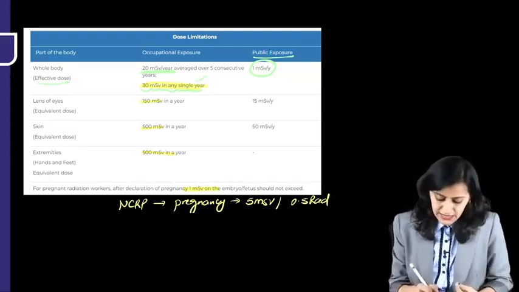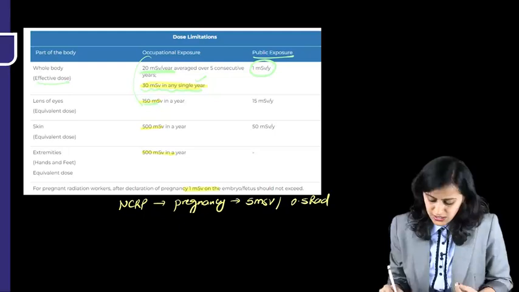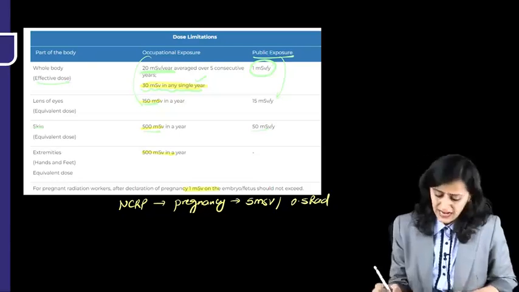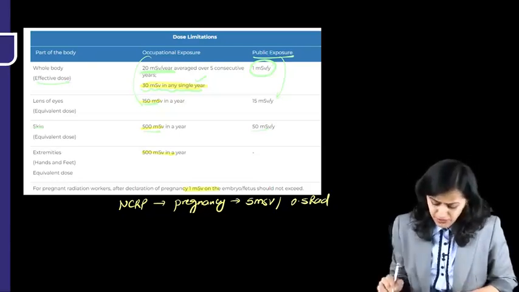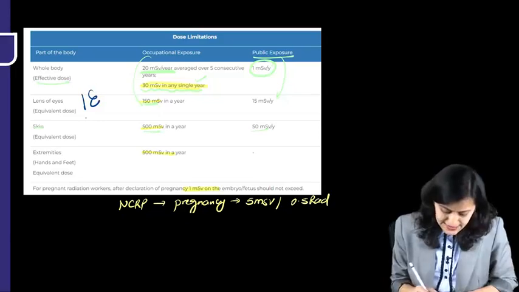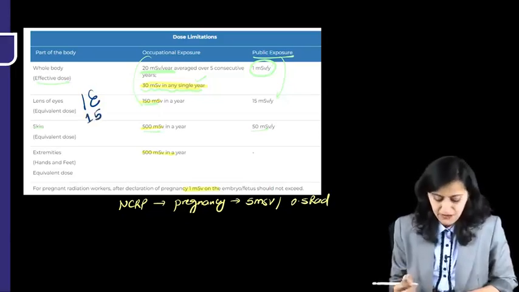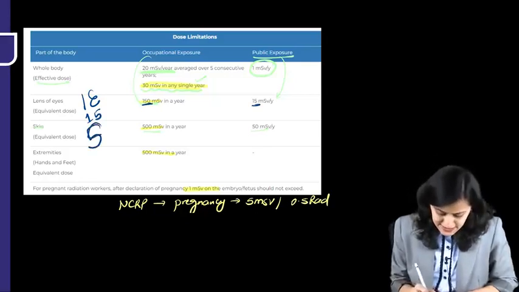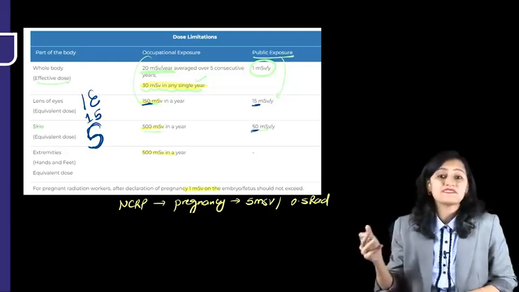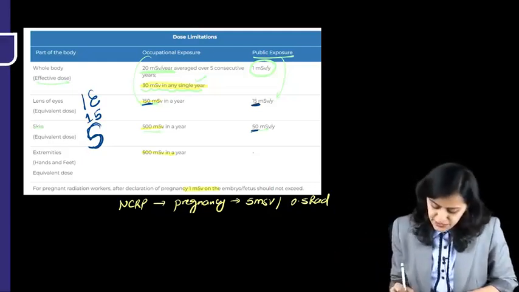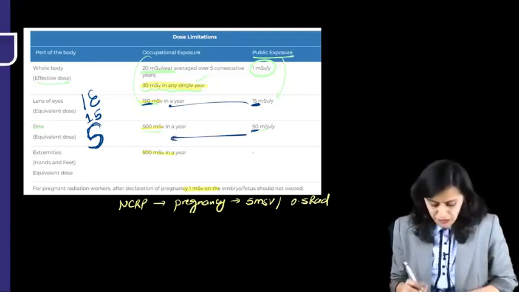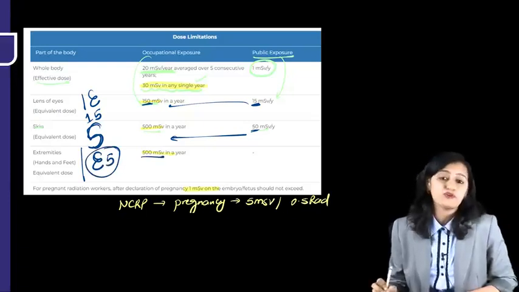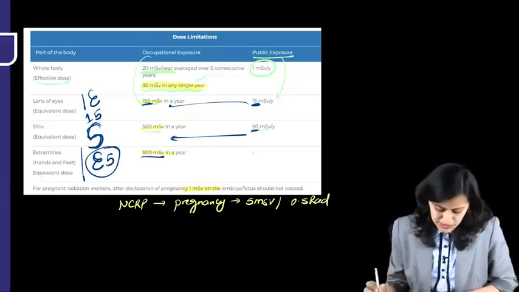For the lens of the eye, it is 150 millisieverts for occupational workers. For the public, it is 1/10, 15. For skin, it is 500, again 1/10, so 50. How do we remember these values? When I write lens, L is like number 1, E is the 5th alphabet, so it is 15 and 150. Skin, when I write S, it is like number 5, so it is 50 and 500. So 15, 150, 50, 500. For extremities, again E is the 5th alphabet, so it is 500 for extremities also. So skin and extremities, it is 500.